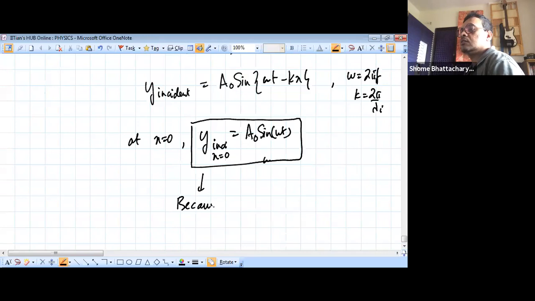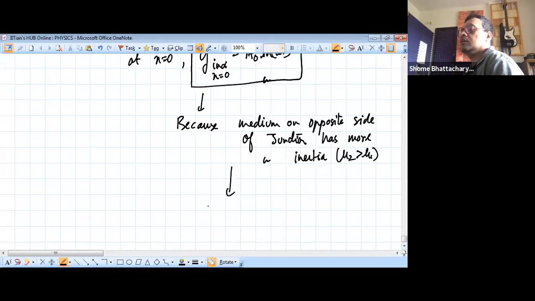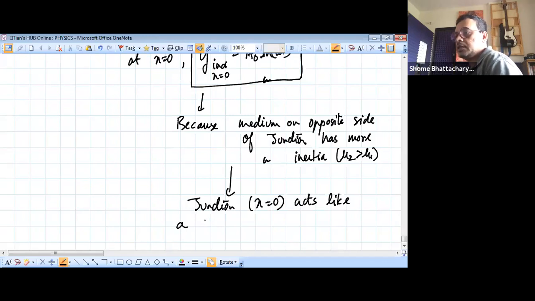Because the medium on the opposite side of the junction has more inertia, that is, your mu2 is greater than mu1. So the junction point, which we are taking as x equal to 0, acts like a rigid boundary.